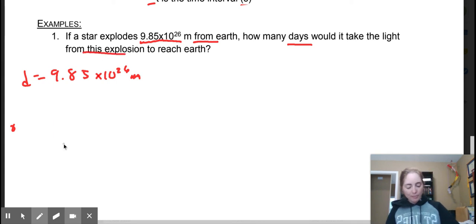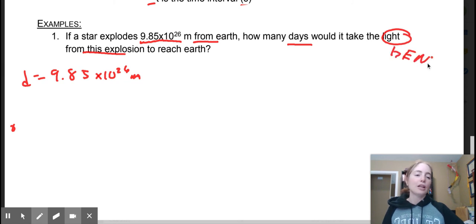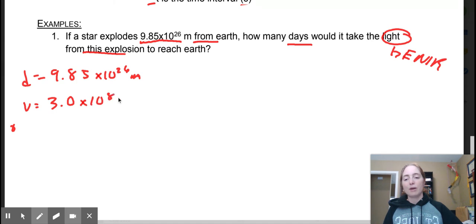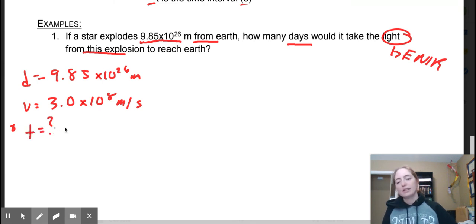Well, key words. Light, ladies and gentlemen. The second you see the word light, it means it's going to be a category of EMR. Now, your speed of EMR from your data book is 3.0 times 10 to the power of 8 meters per second. Okay, so, well, how many days? You've been asked to find time. Well, this, ladies and gentlemen, I can get time in seconds. So therefore, I'm just going to have to convert my time afterwards.